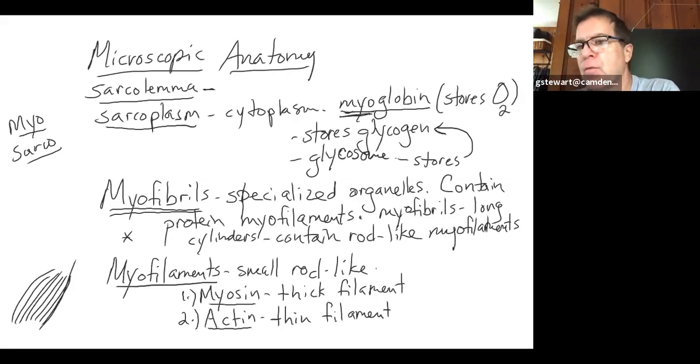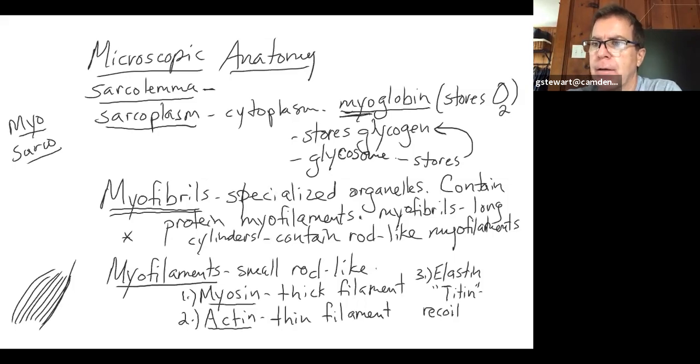And finally, the third one is the elastin filament, which we also call titin, T-I-T-I-N. And this functions as a recoil for elasticity. So when we stretch a muscle, it's the elastin or titin myofilaments that help recoil that cell back to its original shape.